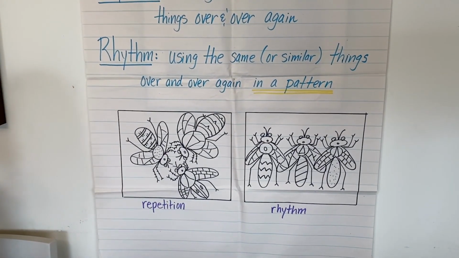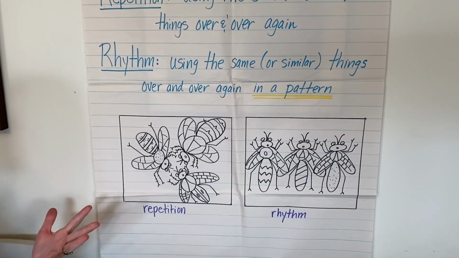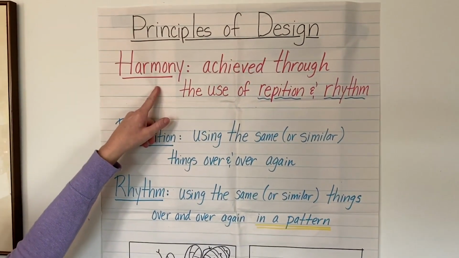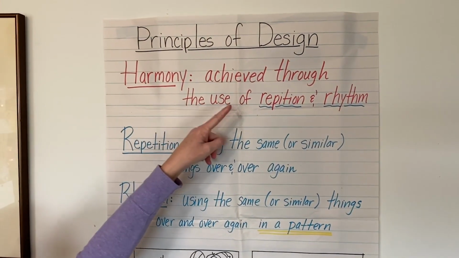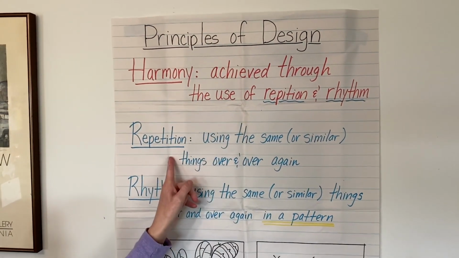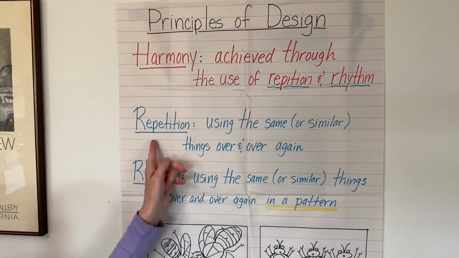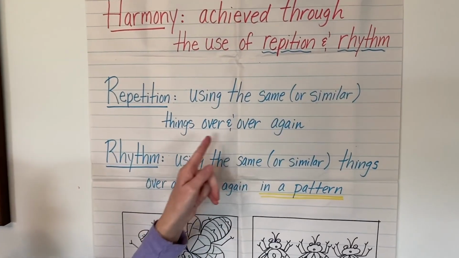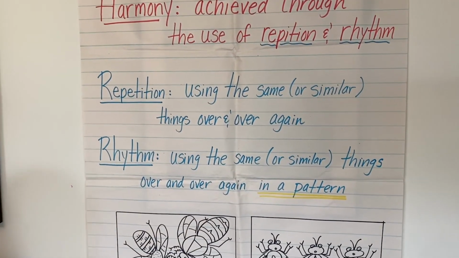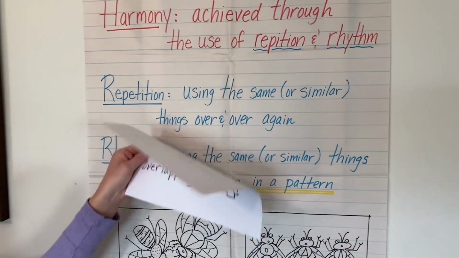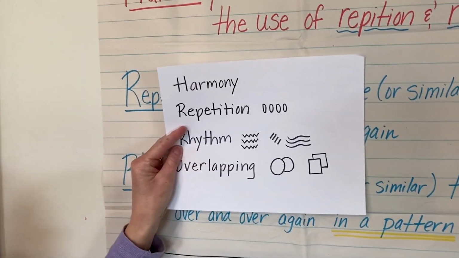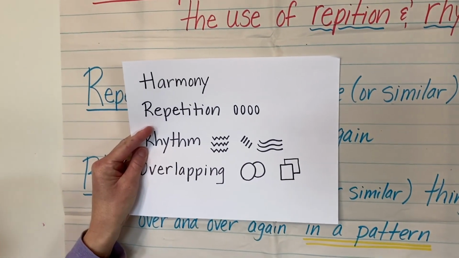Our title for our artwork today is Bugs in Harmony, and up at the top, I have it written in red. Harmony means it's achieved through the use of repetition and rhythm. Repetition is something you do every day, using the same or similar things over and over again. Here's a good example of repetition: I have 4 ovals and they're just repeated.